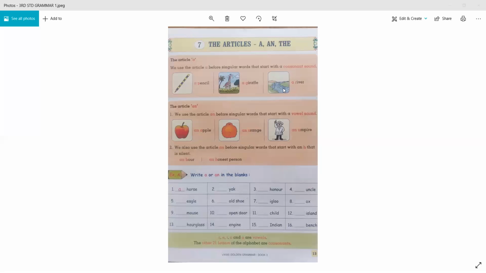Understood? Now, how to use the article an? When do we use an? In our before classes also, I explained to you, this also represents the same, but instead of consonants, it starts with a vowel sound. How many vowels are there? 5. And before a vowel sound, we are going to use the article an.